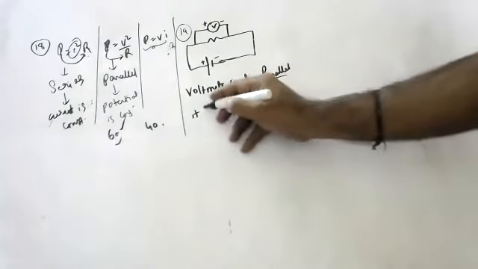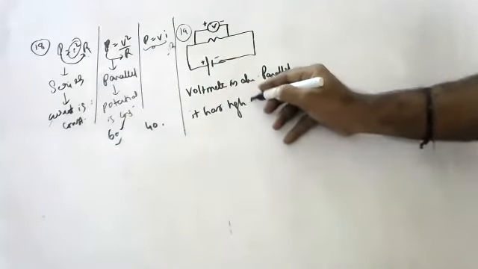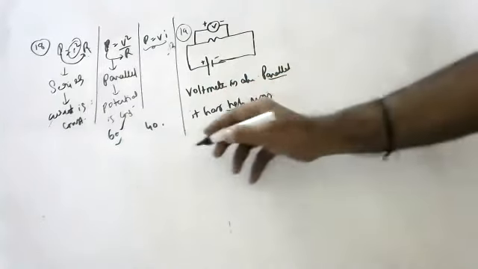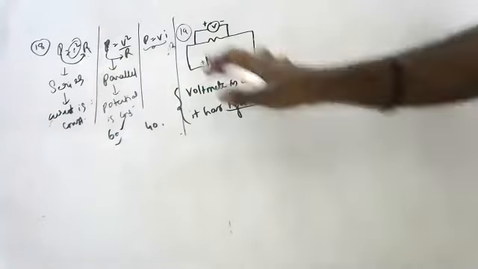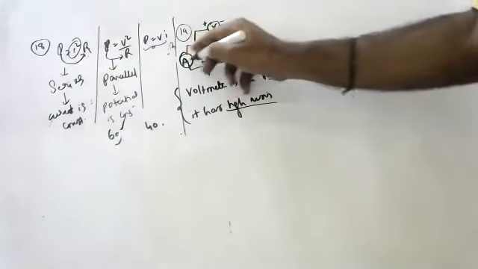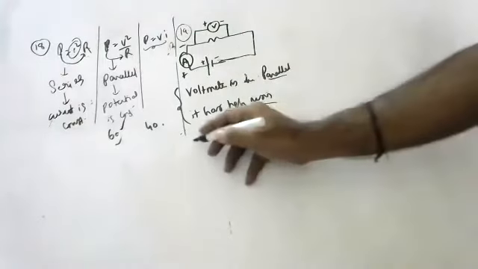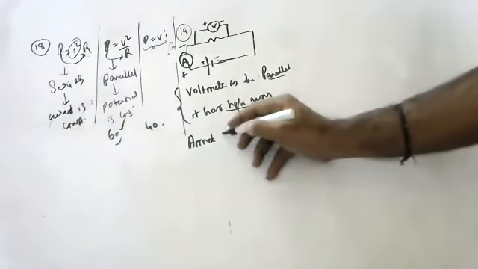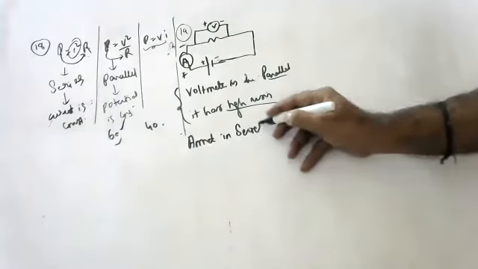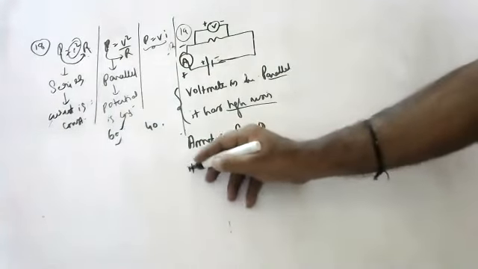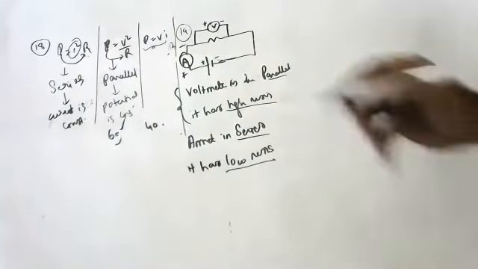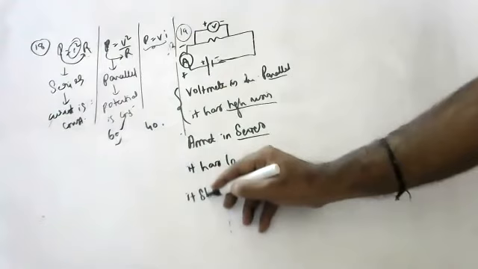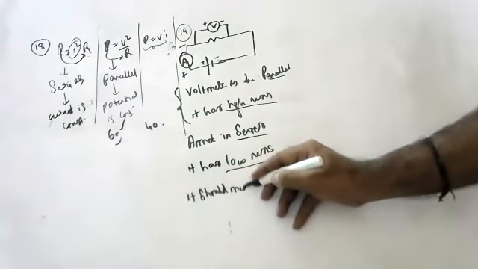Why? Because it has high resistance. Underline high resistance, leave one line gap. Second question: how should an ammeter be connected? In series. Ammeter should be connected in series, underline. Why? Because it has low resistance, and it should measure current. Okay, low resistance.